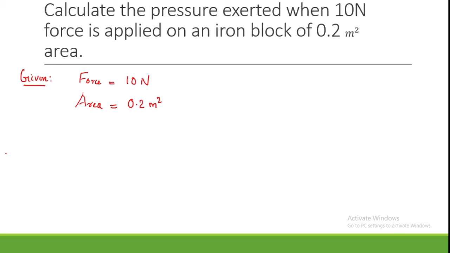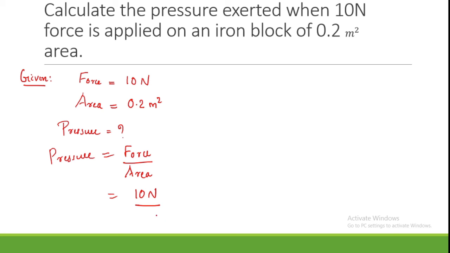We need to find the pressure exerted. We don't know what the pressure is, so we will write pressure is unknown and put a question mark. We know that pressure is equal to force by area. Now let us substitute both the values. Force is 10 Newton divided by area, and area is 0.2 meter square.